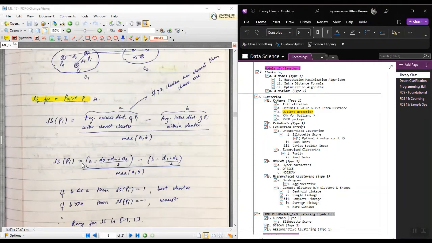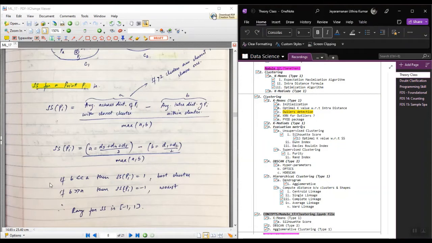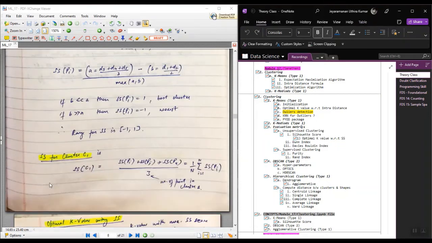So how can we know that the silhouette score is good? If the intra distance within the cluster is very small compared to the across distance, the SS score will be 1, which is the best. It means that the point pi is in the best cluster. If the intra distance within the cluster is higher than the across distance, it will be -1, which is the worst case. The range of the silhouette score is from -1 to 1. In the same way, the silhouette score for the whole cluster is the summation of the silhouette score for each point in that particular cluster divided by the number of points in that cluster. So this is the score for cluster C1.